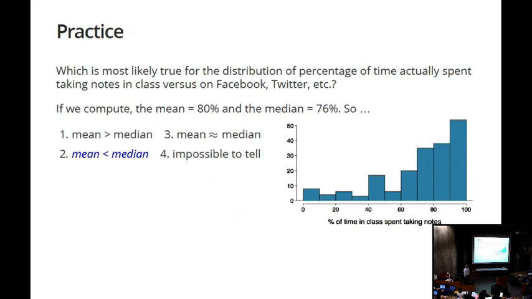The mean of this is 80%, the median is 76. And if you manage to hit 80% of this class spent taking notes and not sleeping, I'm perfectly happy with that. It's more than you normally get.